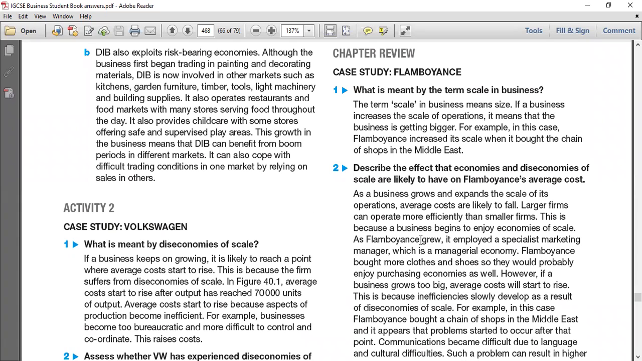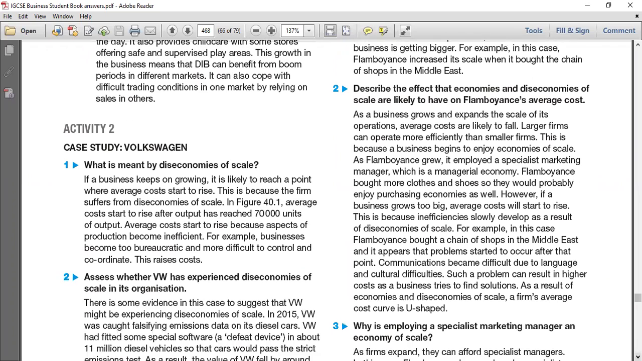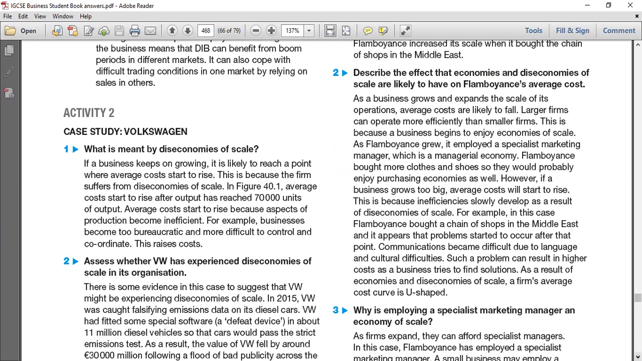Second question, describe the effects that economies and diseconomies of scale are likely to have on average cost. Yeah, this one. Samara, can you read the answer, please? Arun, can you read the answer, please? Question number 2.